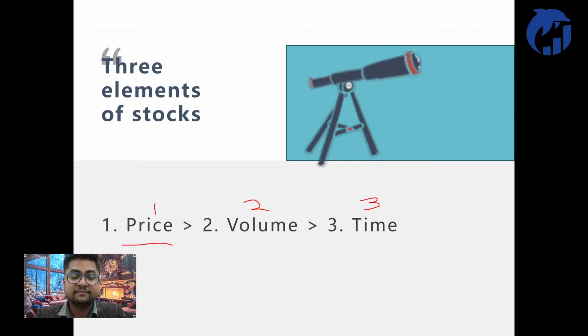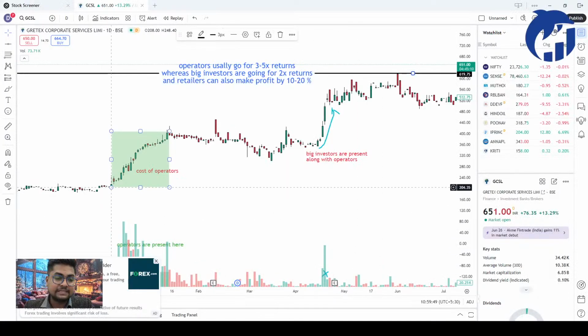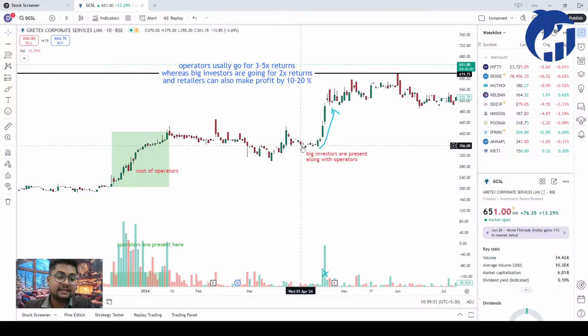The price plays a very important role, right? So just have a look. Whenever we are entering a stock, we look at the price first, then the volume, and then the timing of it. First we look at the price, it's moving from 200 to 400, and then we look at the volumes, right?